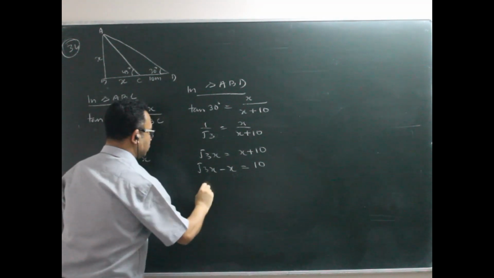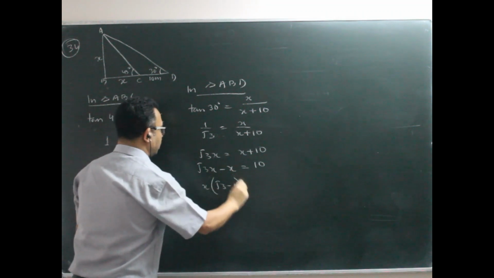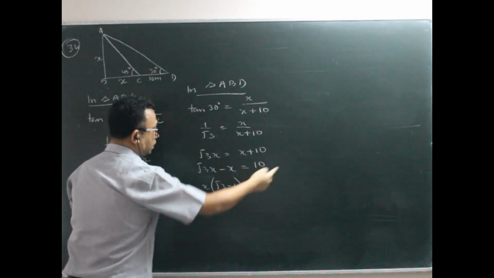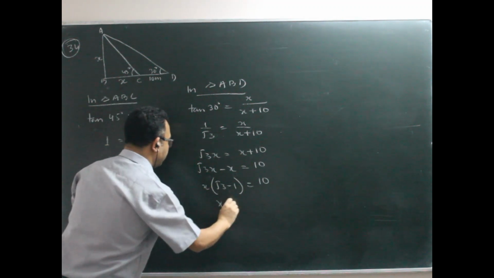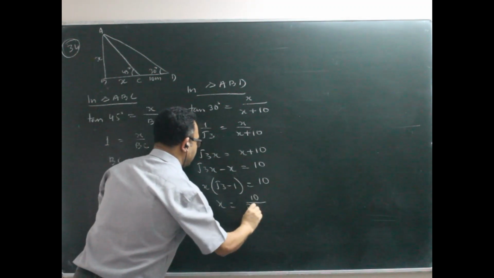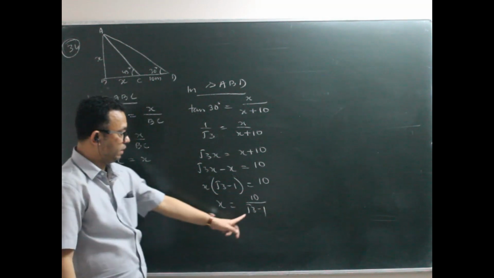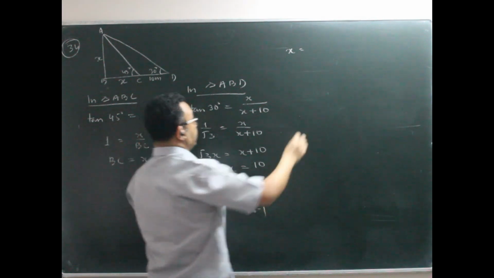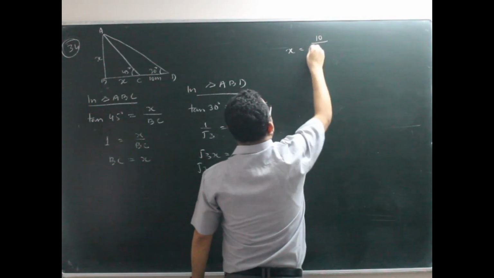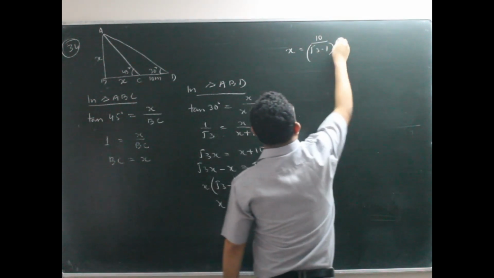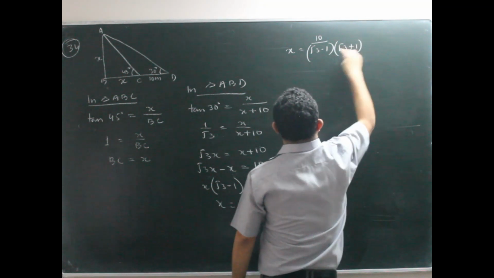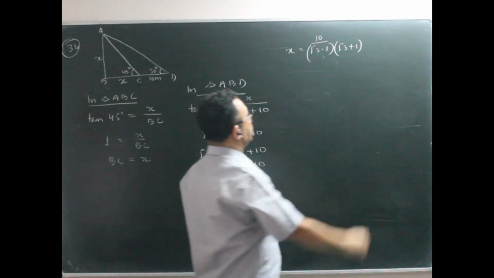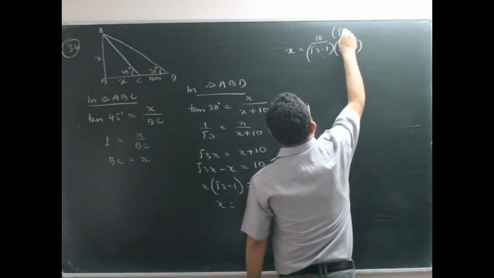So taking X common, it will be X into (root 3 minus 1). On the other side you have 10. Let me transfer this bracket to the other side. It's multiplying here, so it will go that side and divide. X is 10 over root 3 minus 1. Here I'll rationalize this one. As I rationalize, I have to multiply with exactly the opposite sign, so plus in the middle: I have multiplied with the same thing but with plus sign. The upper side also I have to multiply the same.